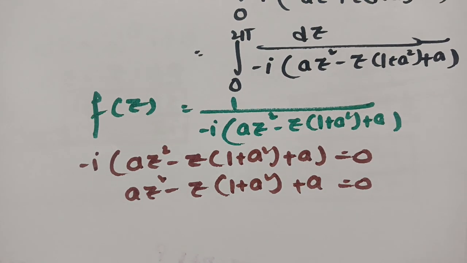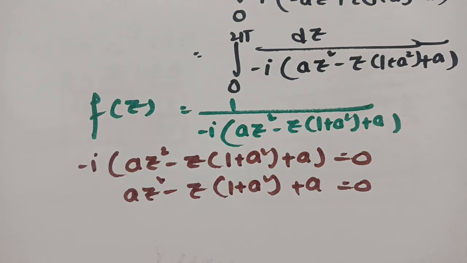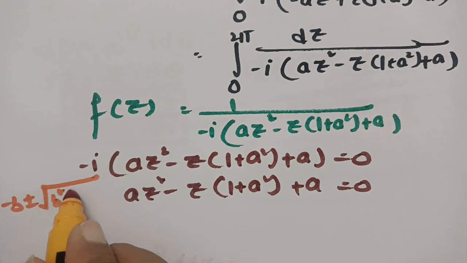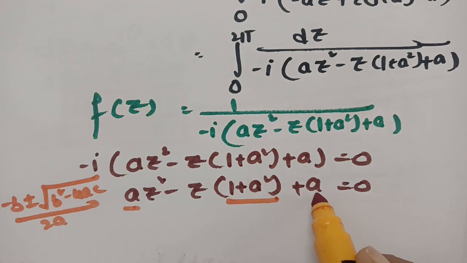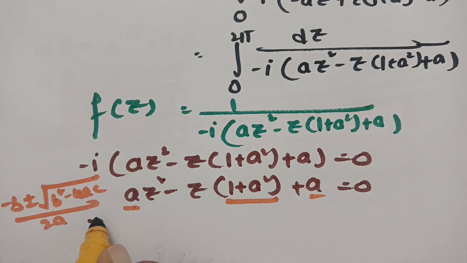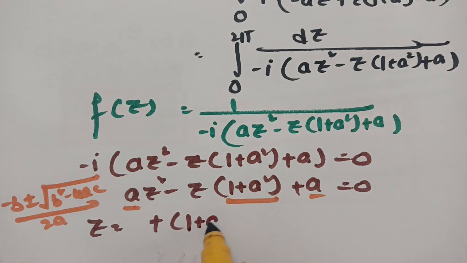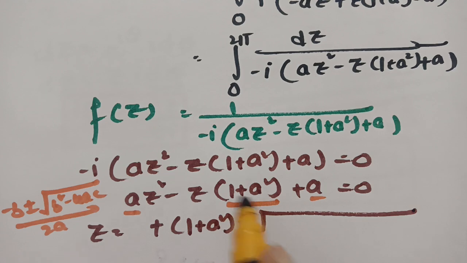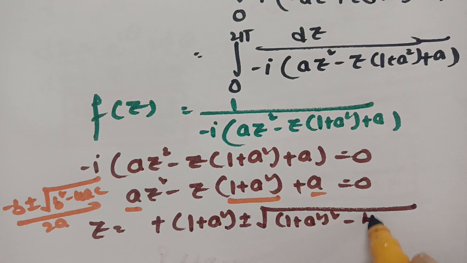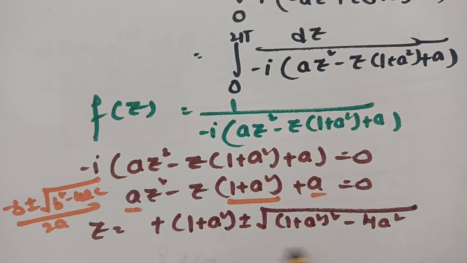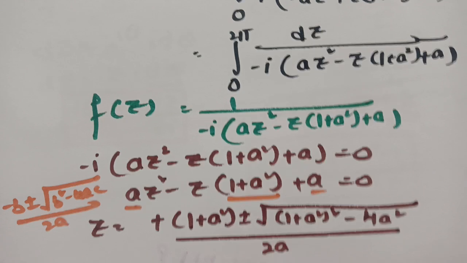So as we have a formula ready here, in order to get the poles or roots: minus b plus or minus root over b square minus 4ac by 2a. So this is the a value, this is the b value, and this is the c value. If I substitute, z value will be minus b, that will be 1 plus a square, plus or minus root over b square, that is (1 plus a square) whole square, minus 4 into a into c, which is equal to a square, by 2a.